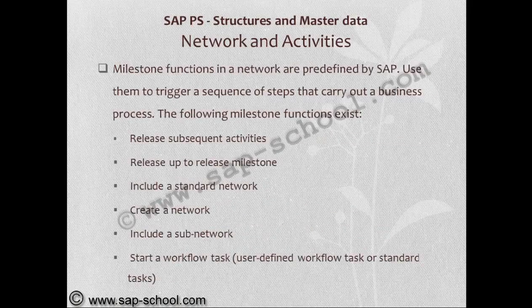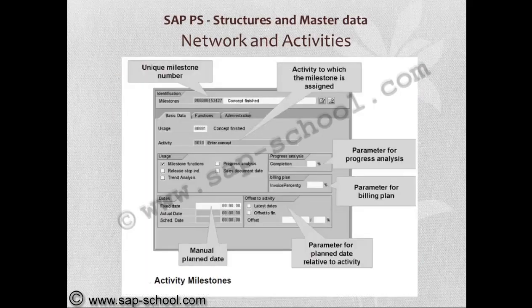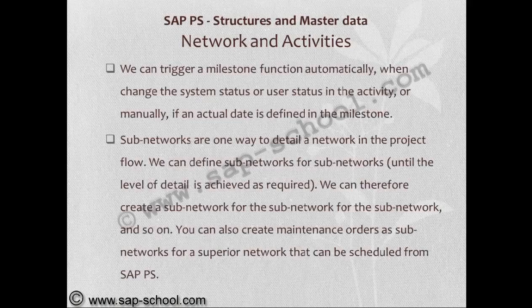Release subsequent activities. Release up to release milestone. Include a standard network. Create a network. Include a subnetwork. Start a workflow task. So these are the functions we use with the milestones. If you see the activity milestone screen, we have similar functionalities of WBS. We can trigger a milestone function automatically when we change the system status or user status in the activity, or manually.